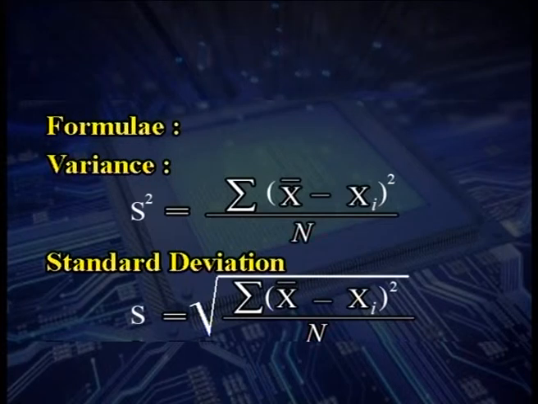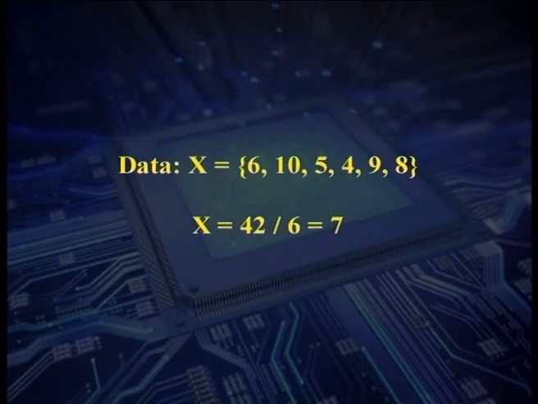Now, to understand this further in a better manner, let us take an example. Suppose the data set is 6, 10, 5, 4, 9 and 8, as seen on your screen. If you add these up, you get 42, and since there are 6 numbers in the data set, divided by 6 you will get 7. 7 is the average, or the mean.